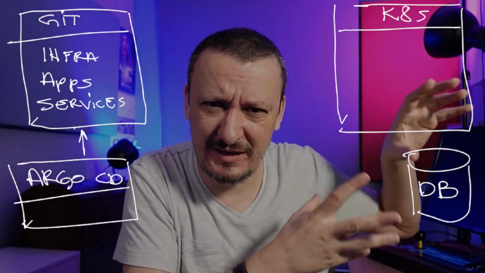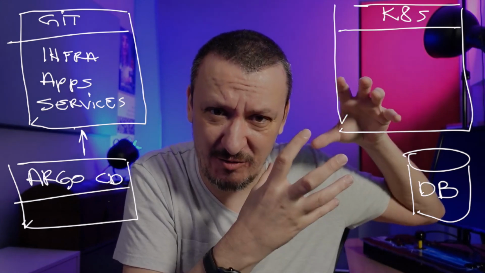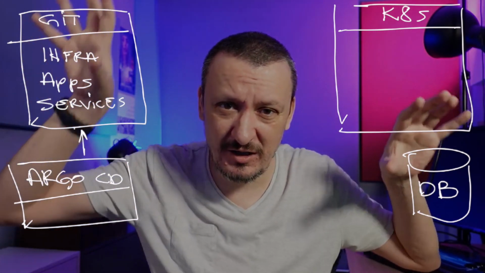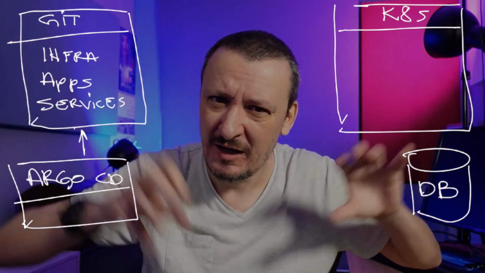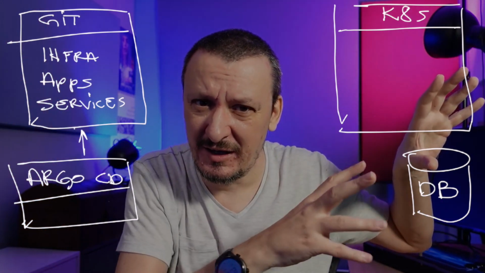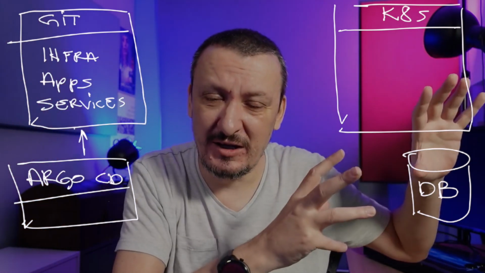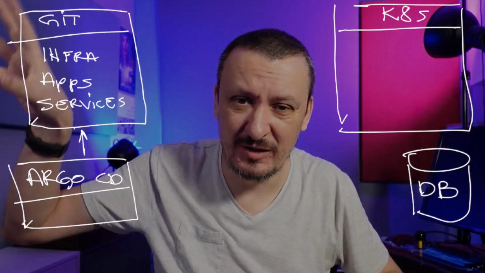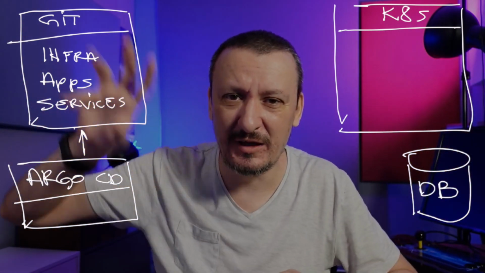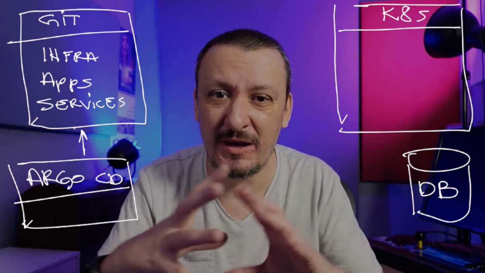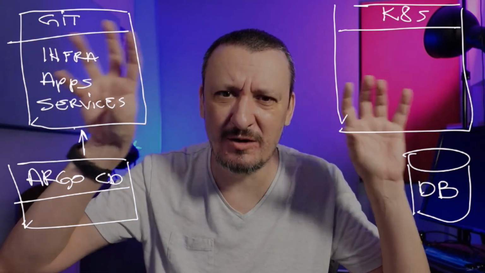In this case, the state is what is running inside of our Kubernetes cluster, and make sure that those two are always the same. If I change something in my cluster, it will undo my changes because they are not the same as what is defined in Git. If I push something to Git, it will apply those changes. Anyway, it will make sure that those two states are always the same.